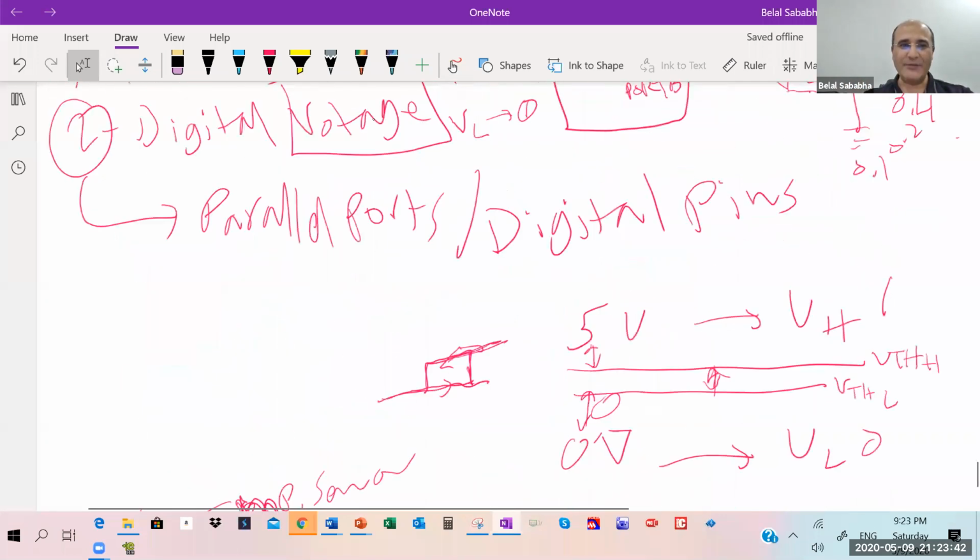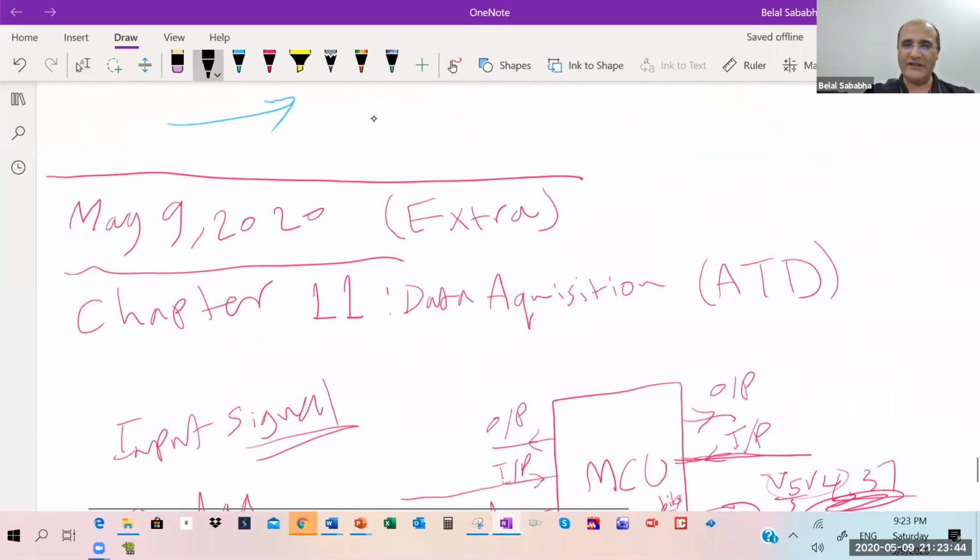So the chapter name is Analog to Data Acquisition. Data acquisition: collecting data to understand the world around you. What is the temperature? What is the humidity? What is open? What is closed? Who moved? All this data. How do we get this data? We get it through sensors. Sensors give us voltage.